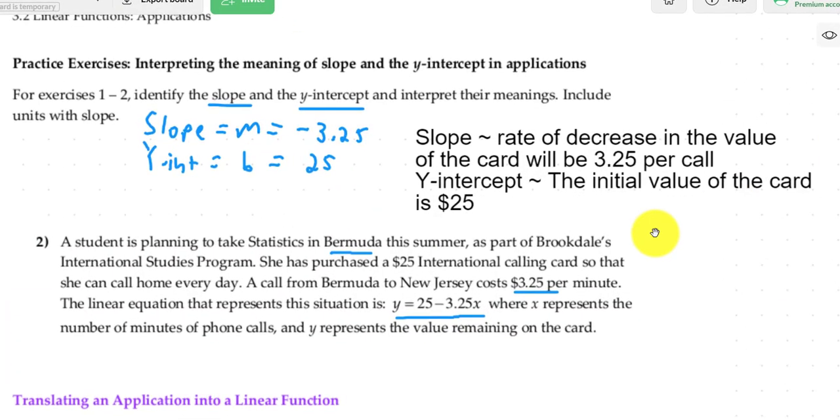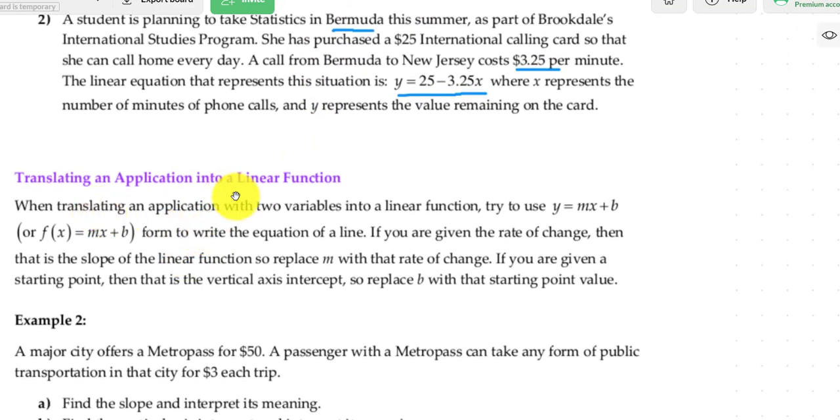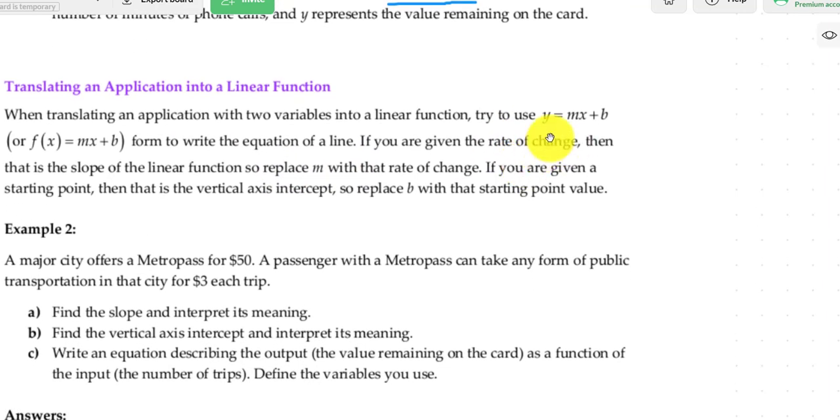In this video, we're going to continue covering section 3.2, and we're going to continue with interpreting the meaning of slope and y-intercept. So the next thing you see here is we're going to translate an application into a linear function. Again, whenever we're talking about linear functions or linear equations, we're really thinking of y equals mx plus b, the slope-intercept form. Or you could write f of x equals mx plus b. Both have the same meaning.